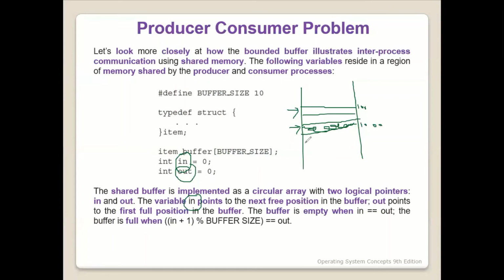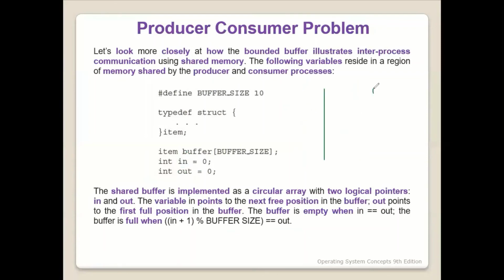Then let's assume that the buffer is full. What do we mean by the buffer is full? It means (in + 1) modulo the buffer size, the remainder, if it is equal to out, that means the buffer is full. So let's see how it works. Let's assume that this is the shared memory, this is the location and this is some other location, for example.